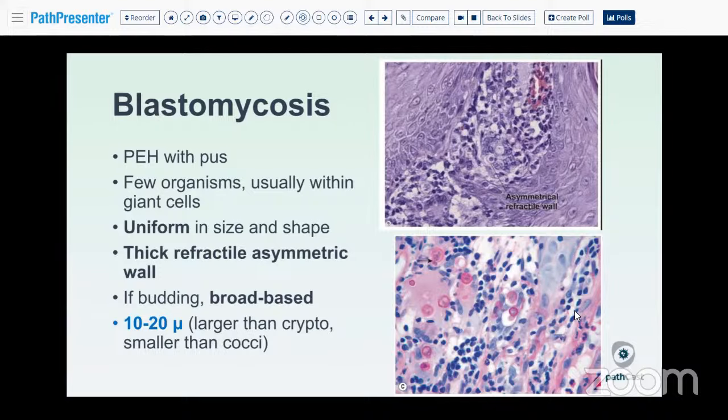They have a thicker refractile asymmetric wall. If there's budding, it's a buzzword, broad-based budding. But really in tissue, we seldom see budding. So don't count on that. It's just going to look like a smaller round organism, 10 to 20 microns. It's larger than cryptococcus, but smaller than cocci.